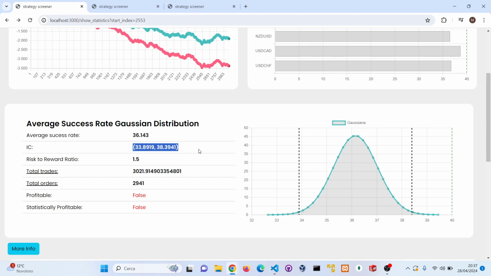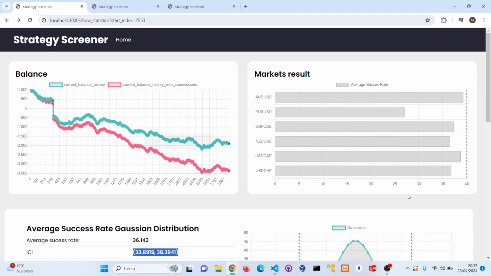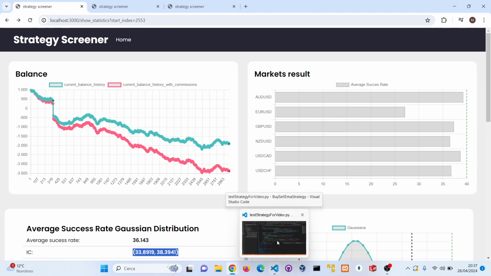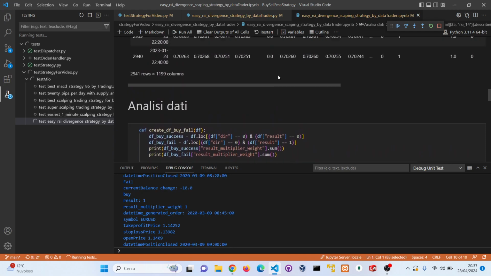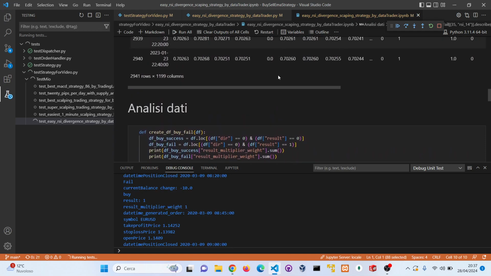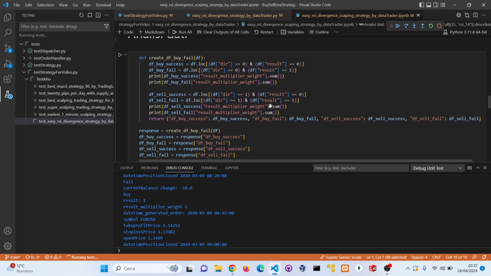And the confidence interval is very bad in this case. The lower limit is here. It's not profitable and not statistically profitable. These are some of the trades that my software has taken, and none of the forex pairs go past 40. I tried with statistical analysis to improve the strategy, but it's not worth it because it's not profitable.